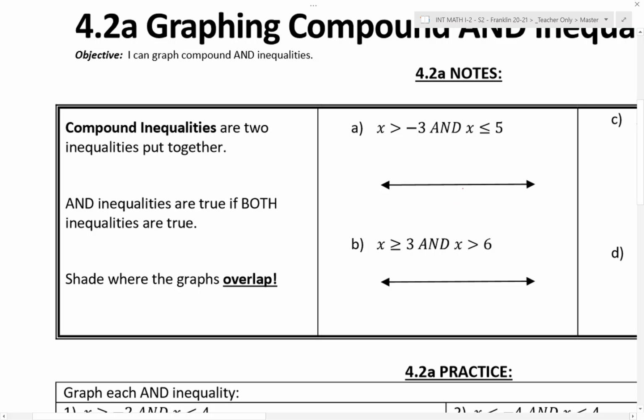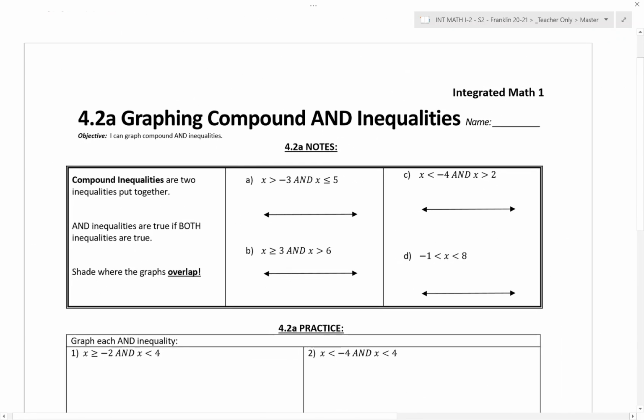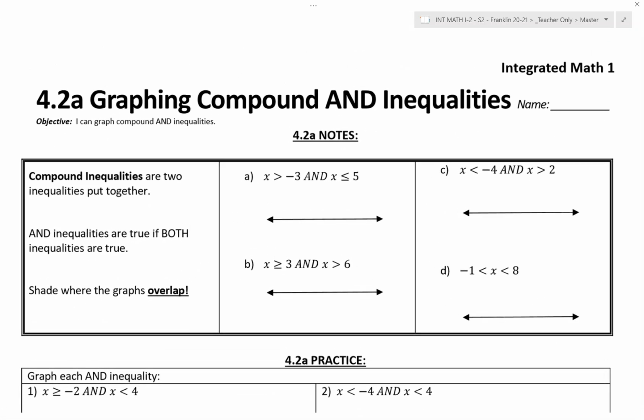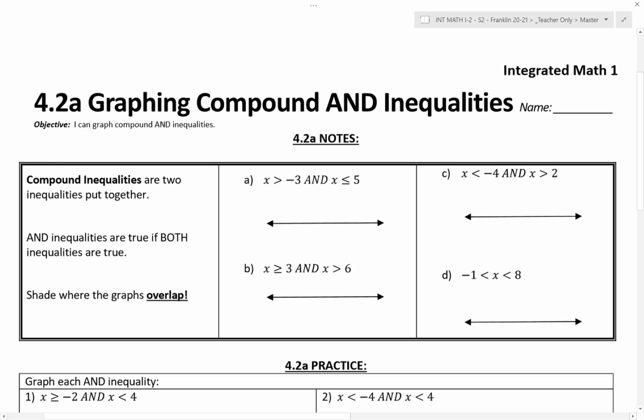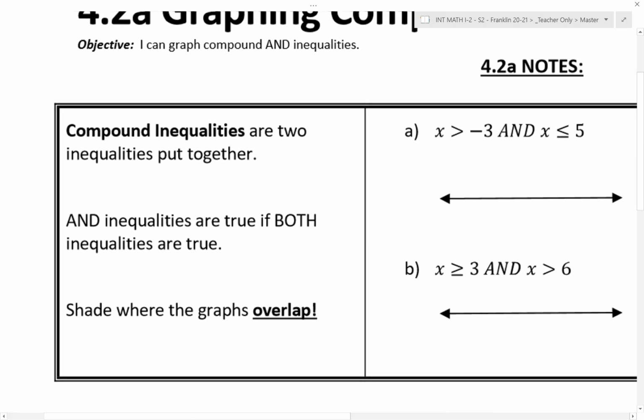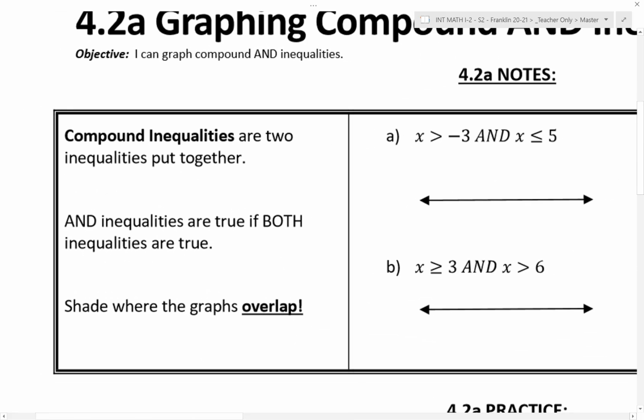In this video, we're going to look at compound inequalities, specifically just graphing compound "and" inequalities. A compound inequality is two inequalities put together, just like a compound word, two things put together. The type we're looking at today, called "and" inequalities, is true if both of the inequalities that make up the compound inequality are true.